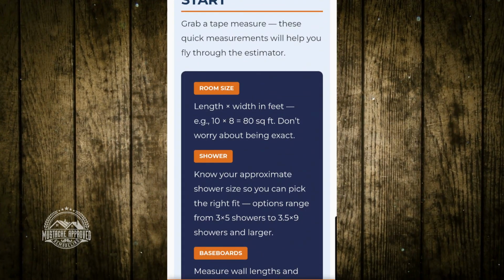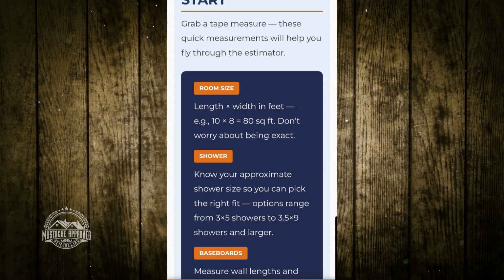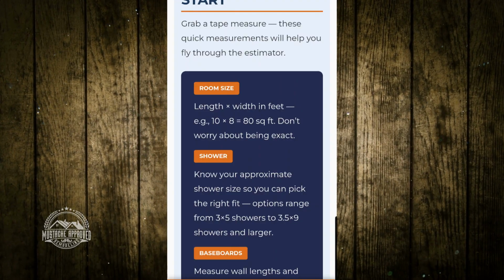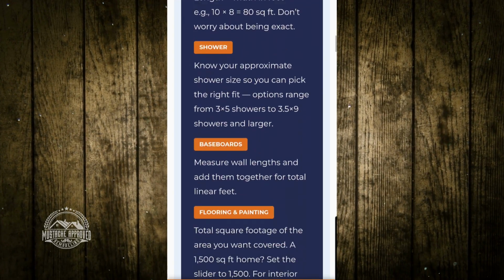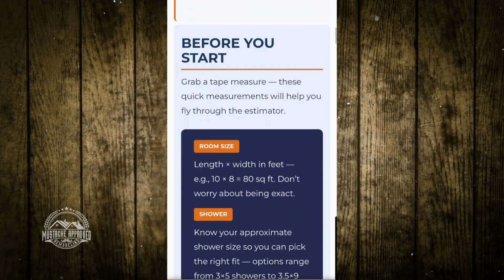You want to grab a tape measure and jot down a few measurements. You want to go into the cabinet area. You want to measure the length of the room times the width of the room where the cabinets are, so you can get a good square footage of the room.